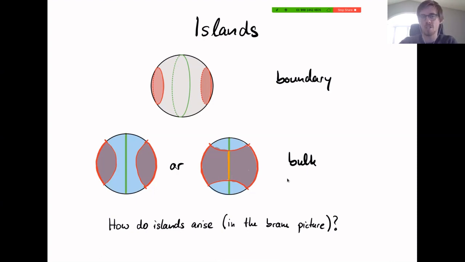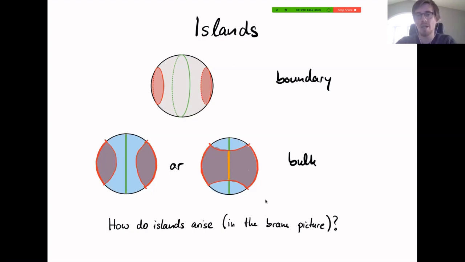We're looking for RT surfaces. And in that case, there are two possible RT surfaces. One set of RT surfaces just connects, or caps off, the caps, if you will. And the other RT surface connects through the brane. And so the question is, how do these situations look now in the brane picture? Because remember, the brane picture was the one where we saw islands appearing, also in the two-dimensional case.